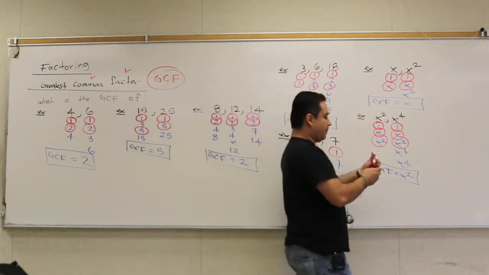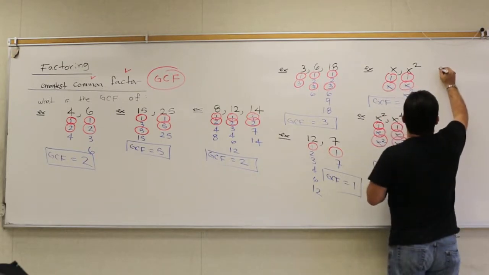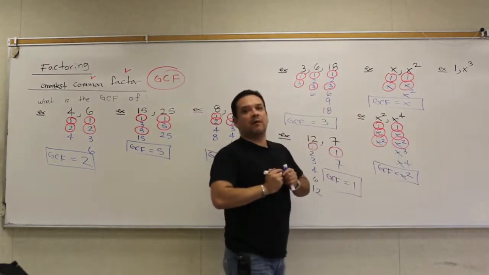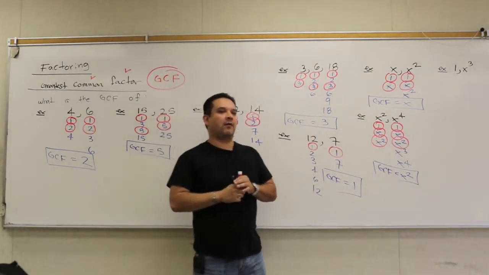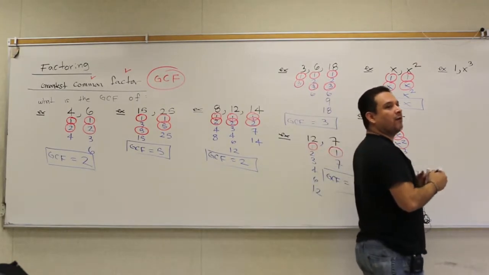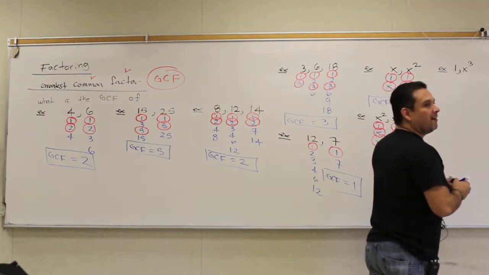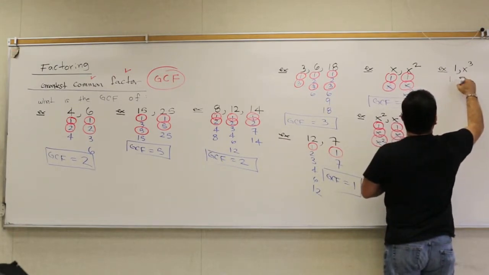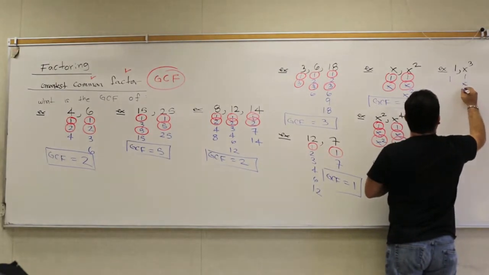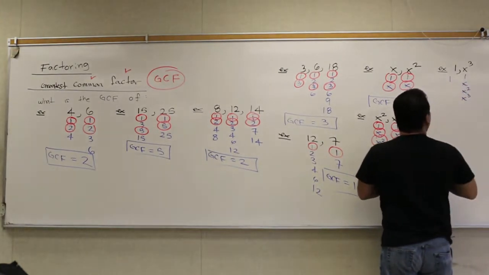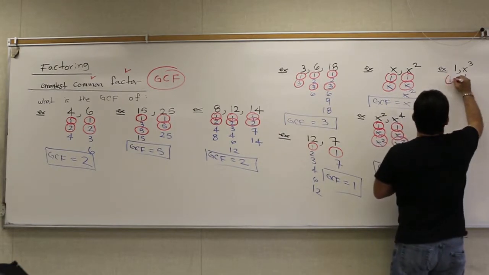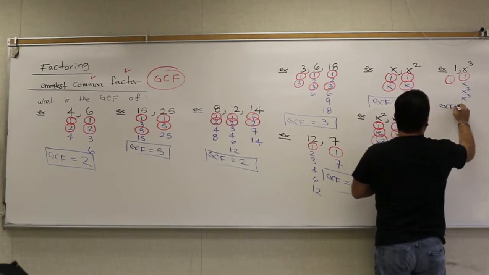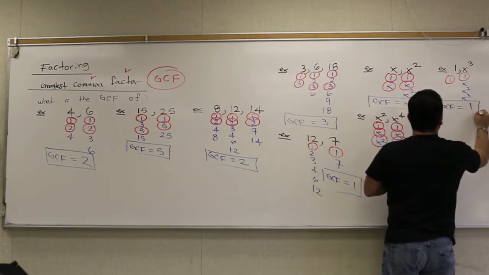Let's see if you're awake. 1 and x cubed. What's the greatest common factor? 1. How do you guys know? Well, for the 1, isn't it just 1? Okay, what about x cubed? 1, x, x squared, x cubed. Okay, what's common again? 1. What's the largest? Well, that's what it is. Okay, good. Greatest common factor is going to be what? 1. Nice.